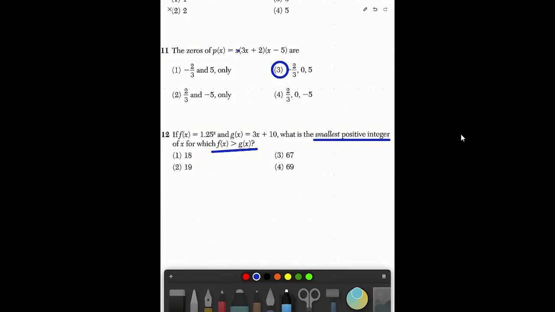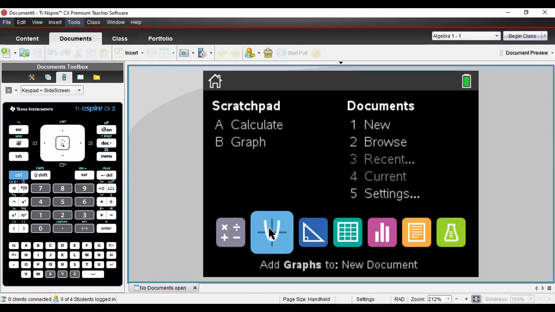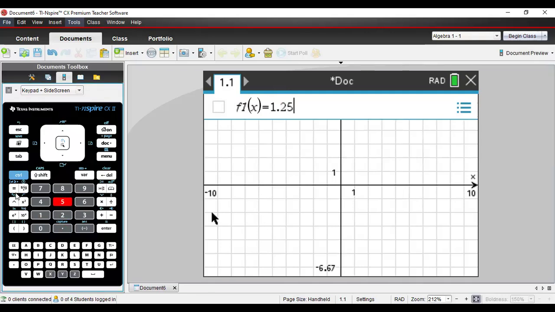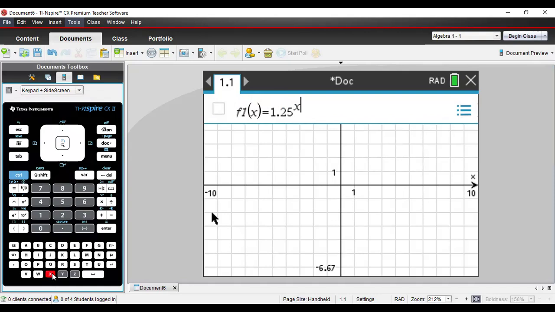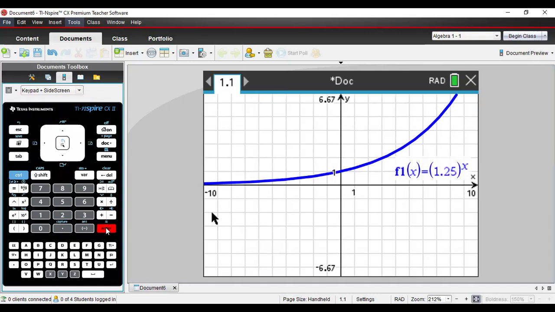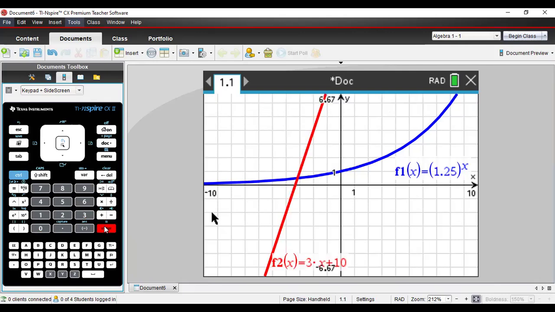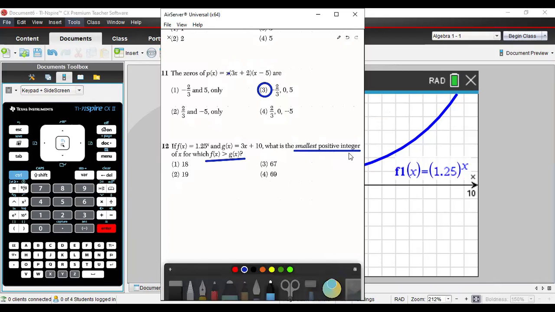So let me grab the calculator from here. And I am going to enter two functions. First one is exponential, 1.25 to the x power, and there we go. And then my next one is going to be a linear function. It's going to be 3x plus 10. Press enter. Now here's an intersection here, but this is negative, and the question specifically said smallest positive integer, right?